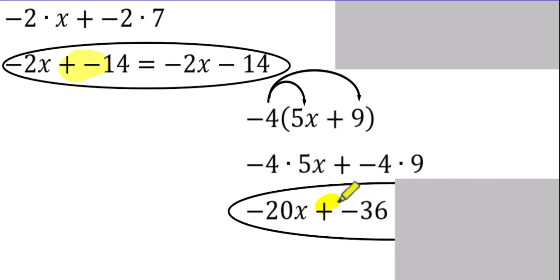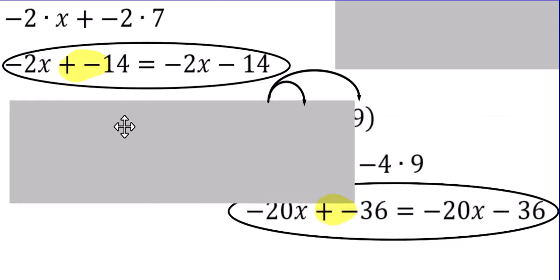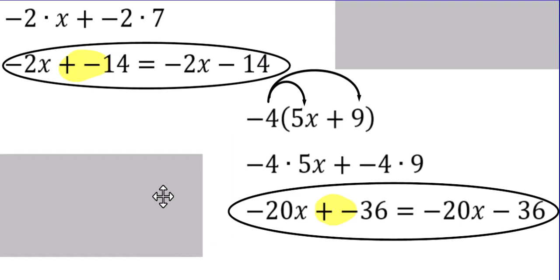Remember that we can replace our plus a negative with subtraction, and we can write this as negative 20x minus 36 for our final solution. Again, both are correct, but if you're presented with a multiple choice question like the one in this spiral review or review set of questions, you'll likely see the answer written with subtraction rather than plus a negative.